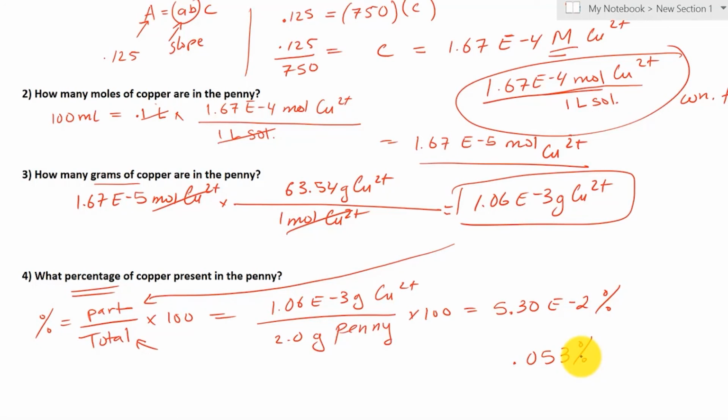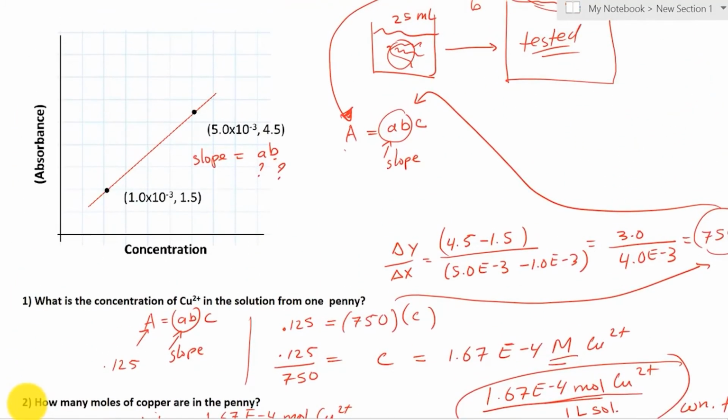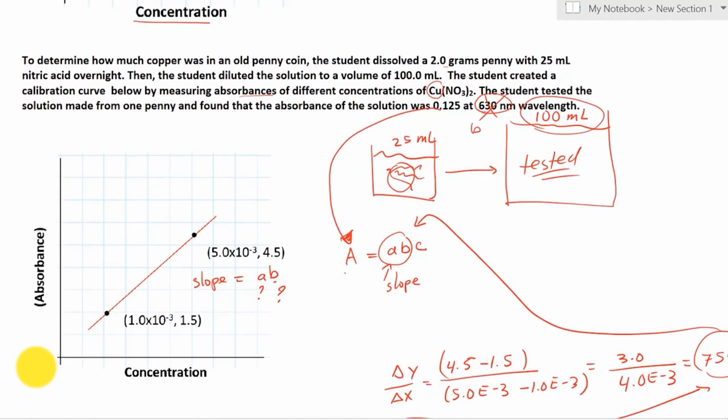So this right here is basic stoichiometry. But in order to solve this problem, you need to realize that the calibration curve gives us the slope, which is equal to A times B.